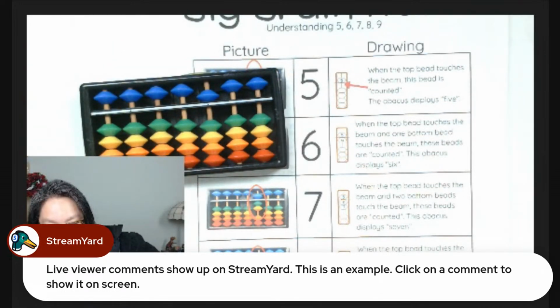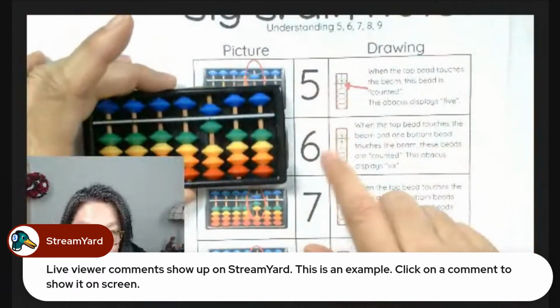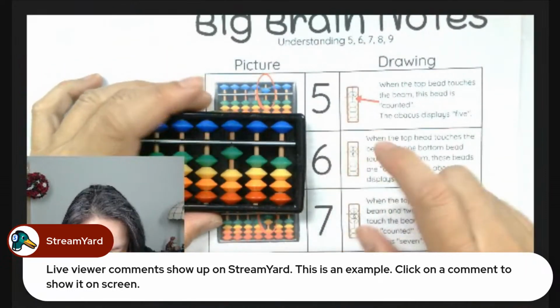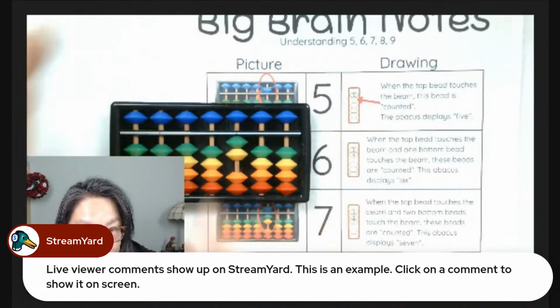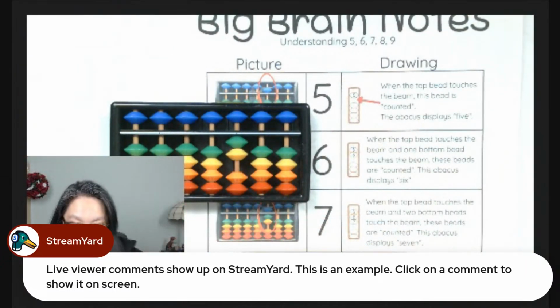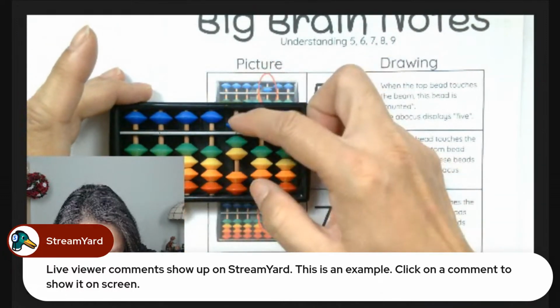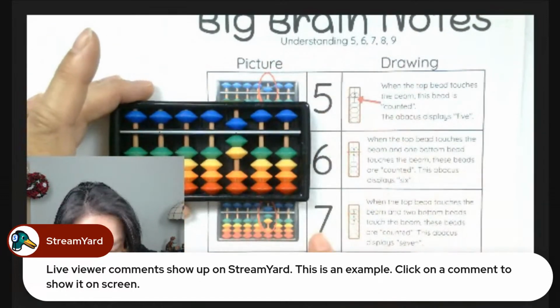So what we're going to do is we're going to do 6. On the abacus, this is what 6 is because we have 1 bead on top and 1 bead on bottom. So if I did this, we have 2. We know this is 2. If this is 2 and I want to add the 5, now we have 7.